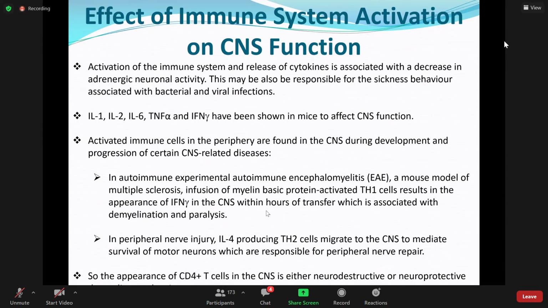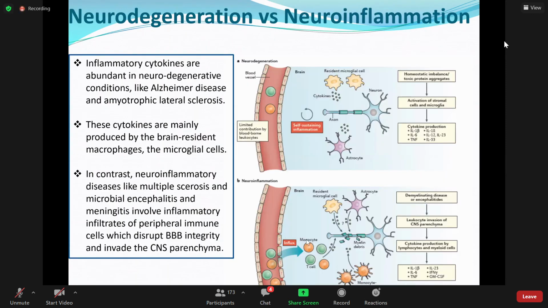So in conclusion, the role of the adaptive cellular immune response, as brought about by T helper cells, can either be neurodestructive due to the production of various inflammatory cytokines, or neuroprotective through the activity of Th2 cells.